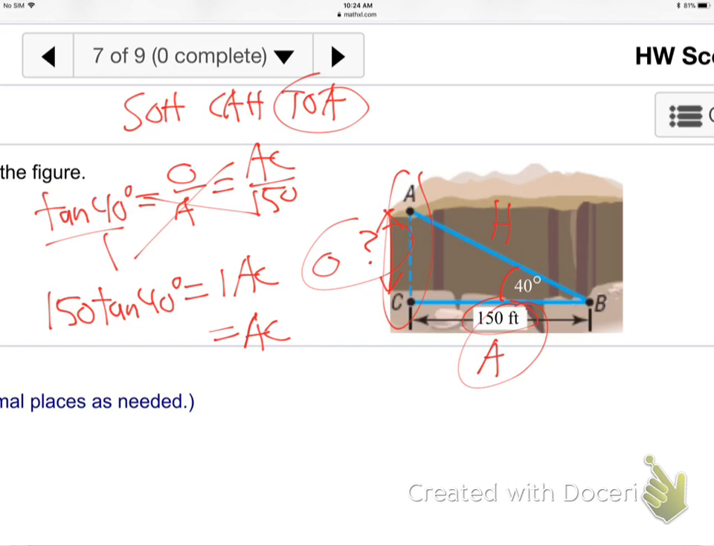So the AC distance is whatever 150 times tangent of 40 is. And it came out 125.86 or whatever. I don't know how far they want it rounded. Did y'all get that? That good? Questions on that? I'll move on. No questions? Is that too quick?